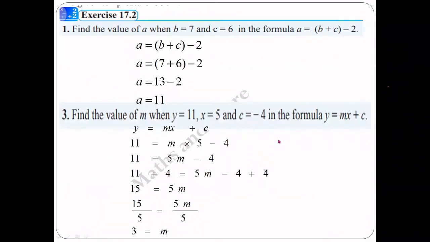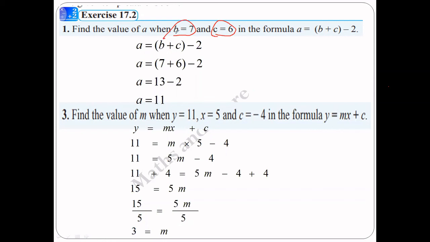Look at exercise 17.2. Find the value of A when B equals 7. Substitute 7 for B. C equals 6, so 6 for C. The formula is A equals B plus C minus 2.